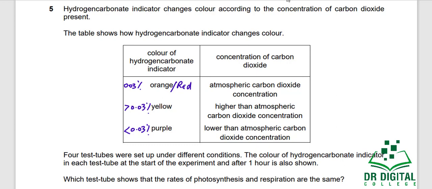Okay, 4 test tubes were set up under different conditions. The color of hydrogen carbonate indicator in each test tube at the start of the experiment and after 1 hour is shown below. Which test tube shows that the rate of photosynthesis and respiration are the same? You know that if the rate of photosynthesis and respiration are the same, the product of photosynthesis will be used in respiration and the product of respiration will be used in photosynthesis. So there will not be any change in the concentration of carbon dioxide. So the carbon dioxide concentration should remain equal to that in the atmosphere, so the color should remain orange or red.